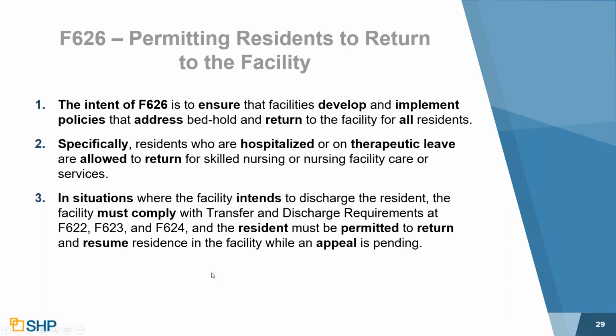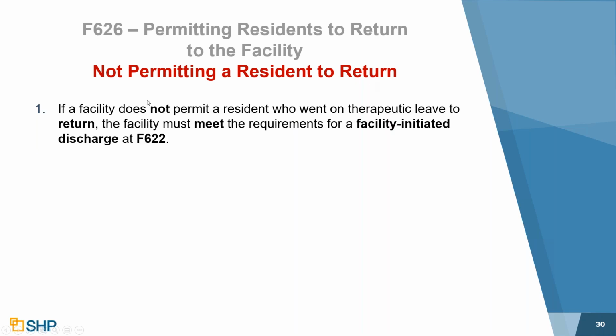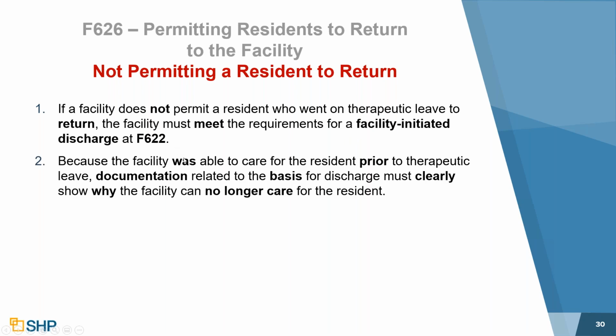especially with the COVID. Not permitting a resident to return. If a facility does not permit a resident who went on therapeutic leave to return, the facility must meet the requirements for a facility-initiated discharge at tag F622. Because the facility was able to care for the resident prior to the therapeutic leave, and this is critical, documentation related to the basis for the discharge must clearly show why the facility can no longer care for the resident.